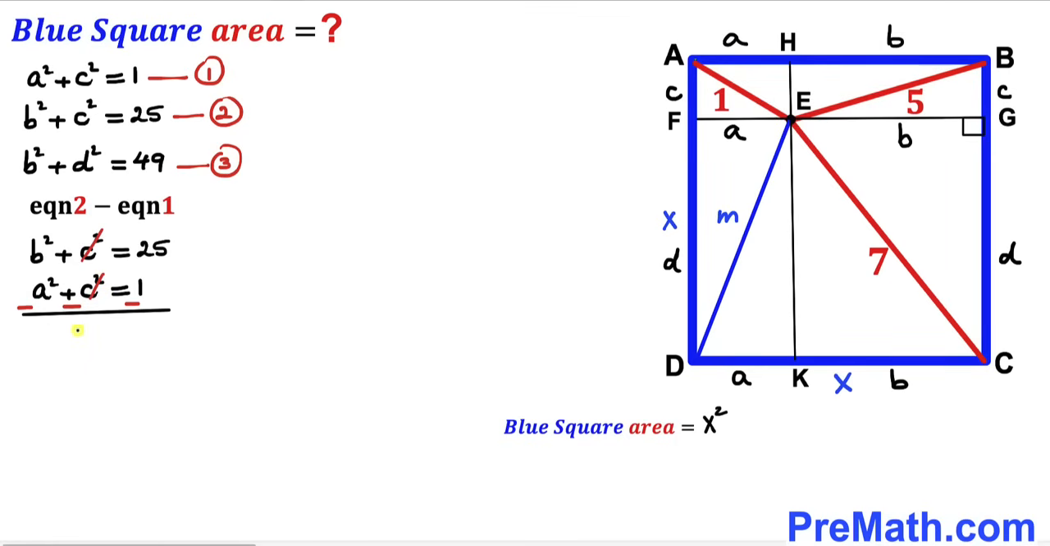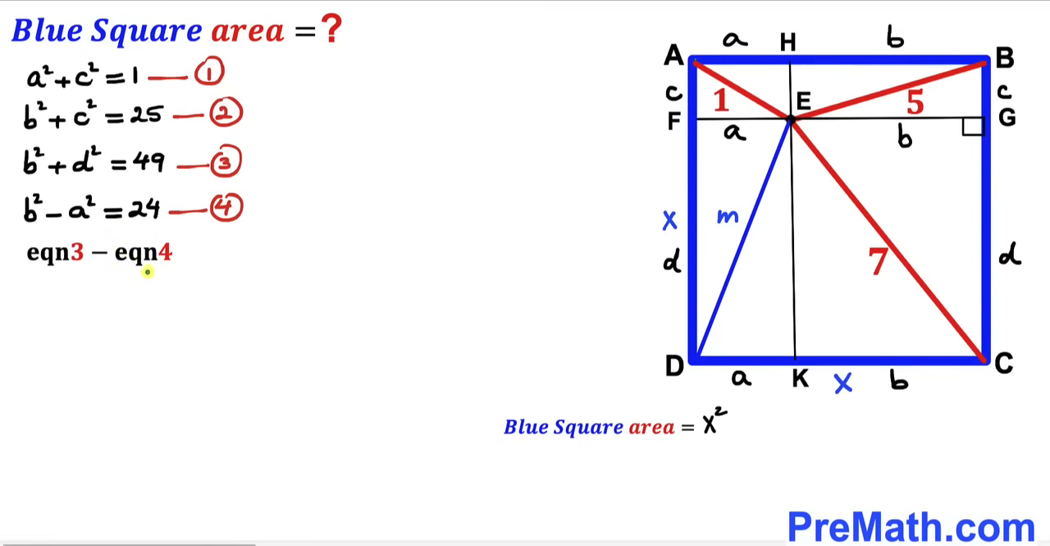So therefore we end up with b square minus a square equal to 25 minus 1, which gives us 24. And I'm going to label this one as our equation number 4. And in this next step, I am going to subtract equation 4 from equation 3.